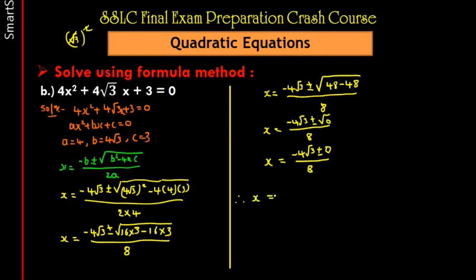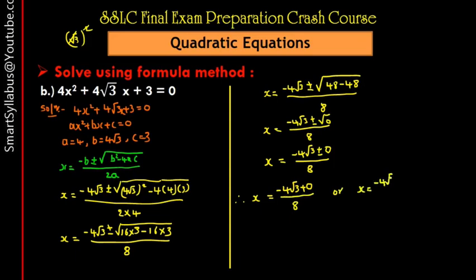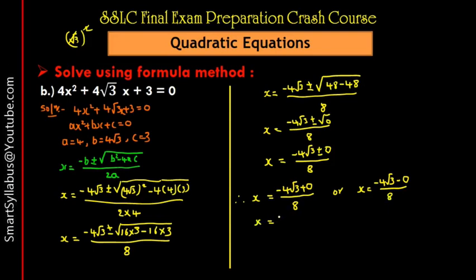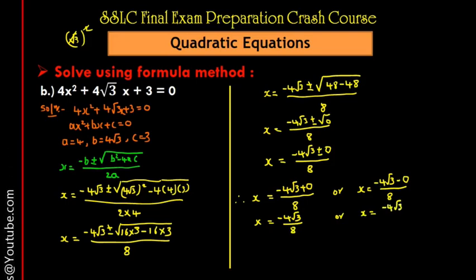Therefore x is equal to minus 4 root 3 plus 0 upon 8. This is the one root. Or x is equal to minus 4 root 3 minus 0 upon 8. So this is the second root. Solve them to get the final answer now. So x is equal to minus 4 root 3 plus 0 is just as it is upon 8. Or x is equal to, similarly here now, minus 4 root 3 minus 0 is just minus 4 root 3 upon 8.